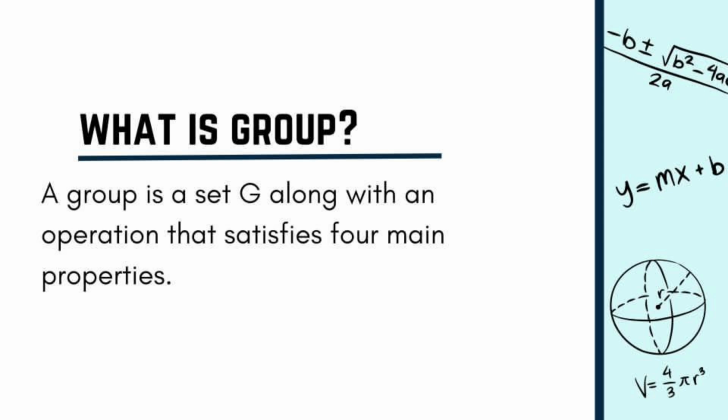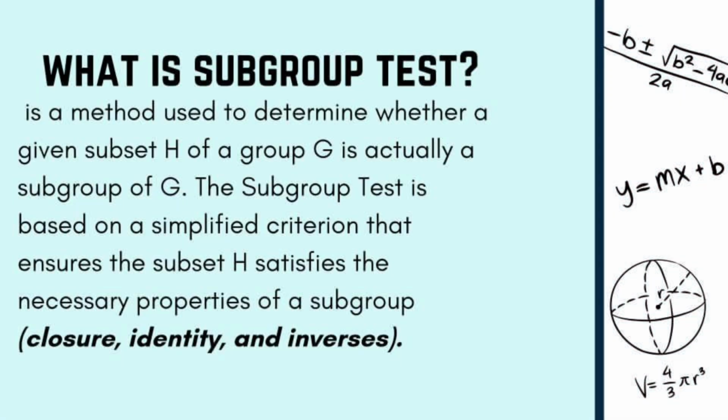So before we start, let me first define what a group is. A group is a set G along with an operation that satisfies four main properties. Before we dive into the one-step subgroup test, let's remind ourselves what a subgroup test is.